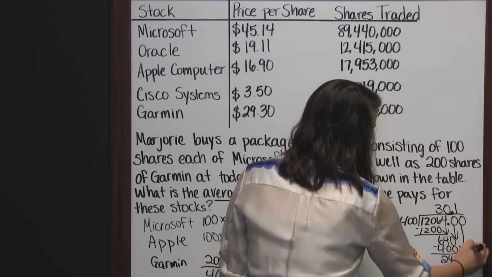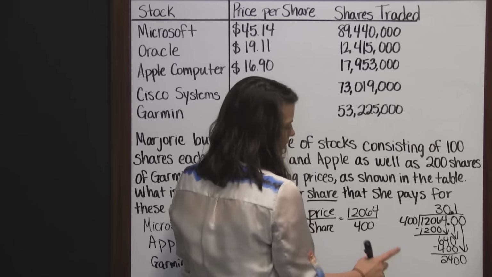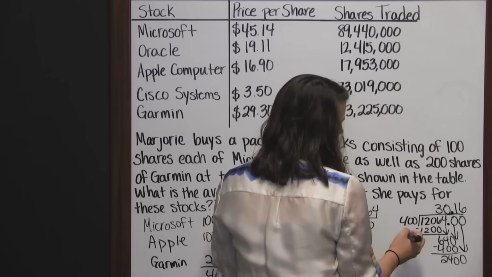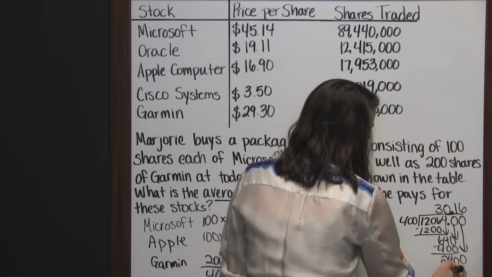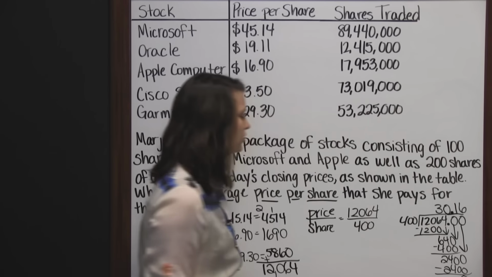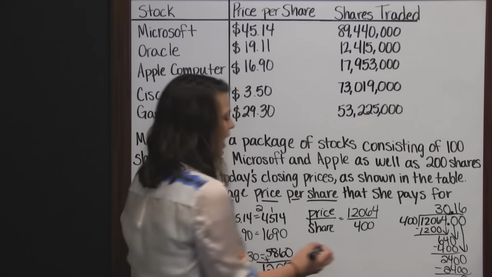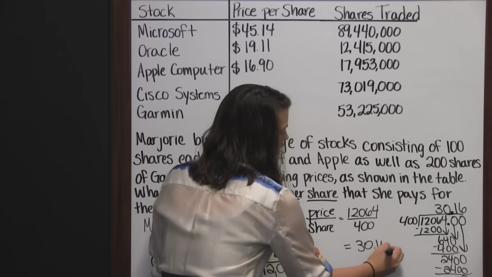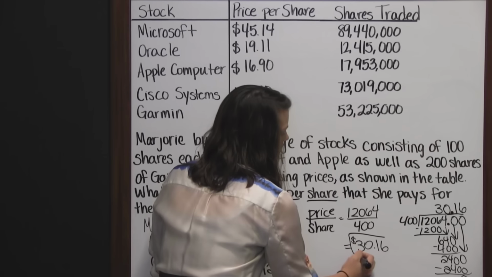Add another 0, bring it down. And 400 goes into 2400 6 times. 400 times 6 is 2400. You subtract and you get a remainder of 0, which means the average price per share is $30.16.